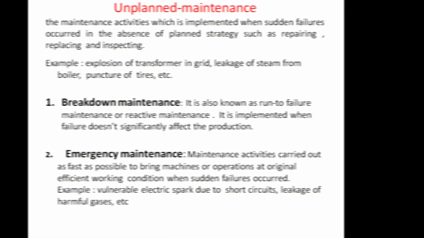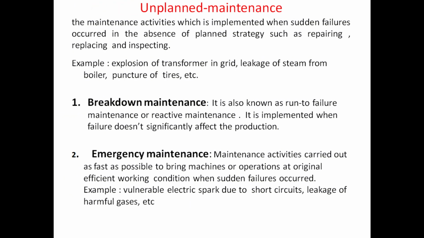Now let's move to our second major type, which is uncertain and unconditional maintenance, that is unplanned maintenance. It is implemented when sudden failure occurs in the absence of a planned strategy such as repairing, replacing or inspecting. For example, explosion of a transformer in a grid, leakage of steam from a boiler or puncture of a tire. These all are uncertain and unconditional.